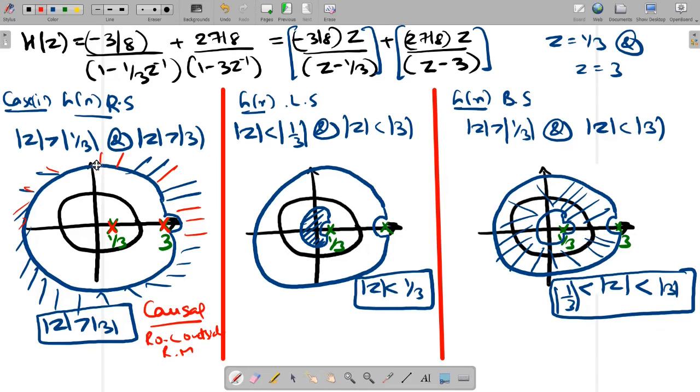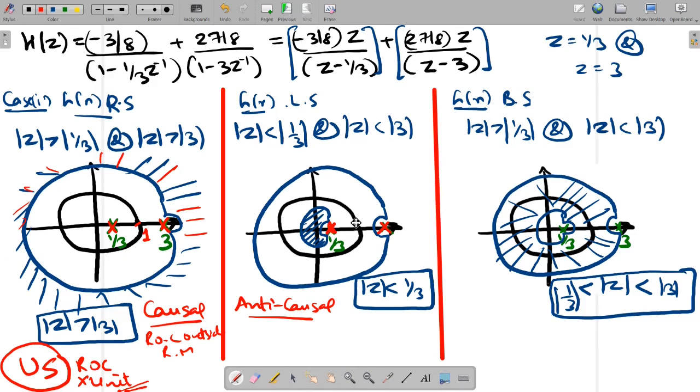Is it stable? For stability, what is the condition? Your ROC should contain the unit circle. Does the ROC contain the unit circle? No. So it is unstable. Why? ROC does not contain the unit circle. What about this case? Is it causal? No. Why? These are two poles over here, 1 by 3 and 3. So the ROC is inside the innermost pole. So this is the innermost pole, please. So it is anti-causal. Is it stable? No, because this region over here does not contain the unit circle. So it is unstable.